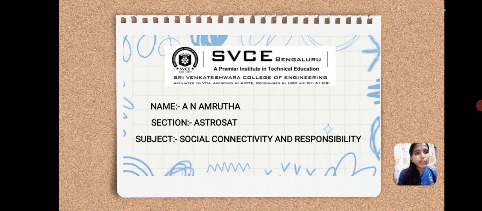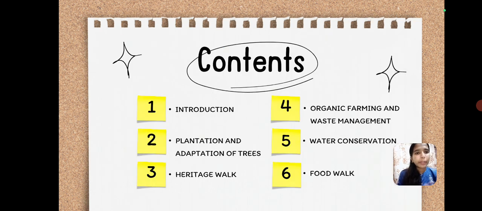In this subject, we have got five modules, and I will be explaining what we have done in these five modules. So, without wasting much time, let's get started. The PPT contains the introduction and the first module, that is plantation and adaptation of trees. Second one, heritage walk. Third module contains organic farming and waste management. Fourth module is water conservation, and finally we ended with food walk.